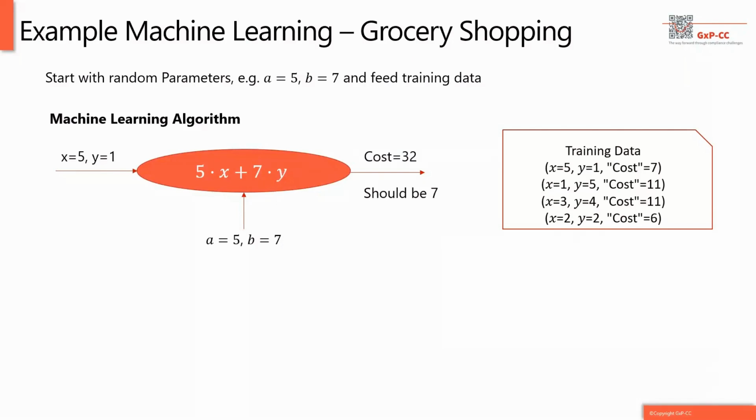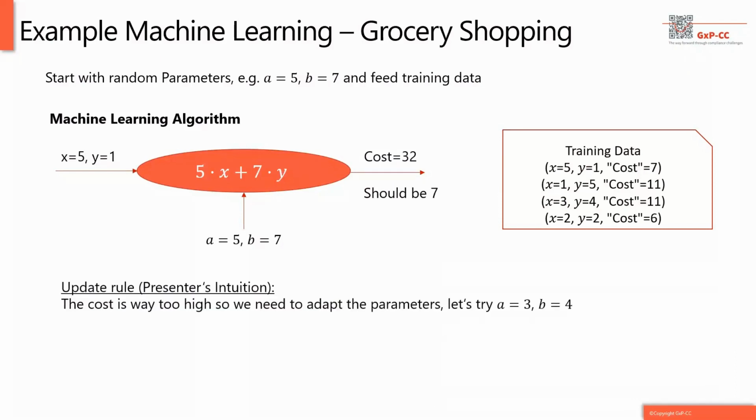So we have to tell it that it's doing something wrong. And here we need an update rule, how to update these variable parameters. I haven't defined a great rule. I'm just using the presenter's intuition. So my intuition says, okay, 32 is much too high. We have to get those parameters down. So let's try 3 and 4.